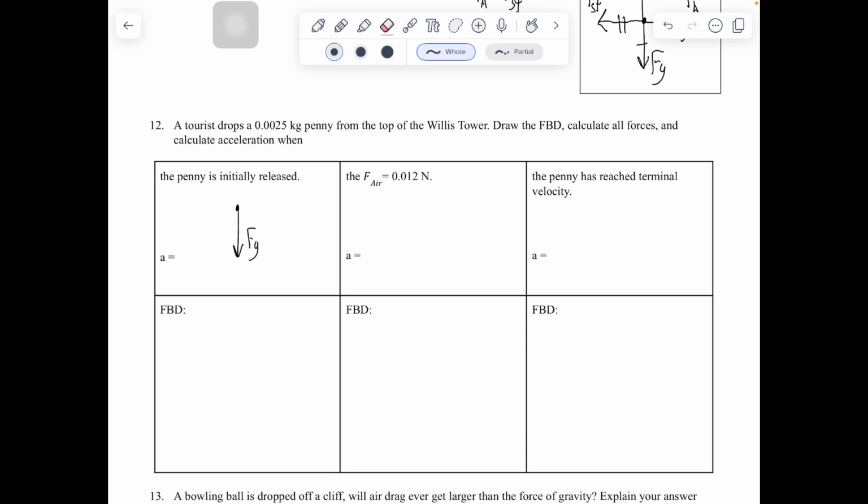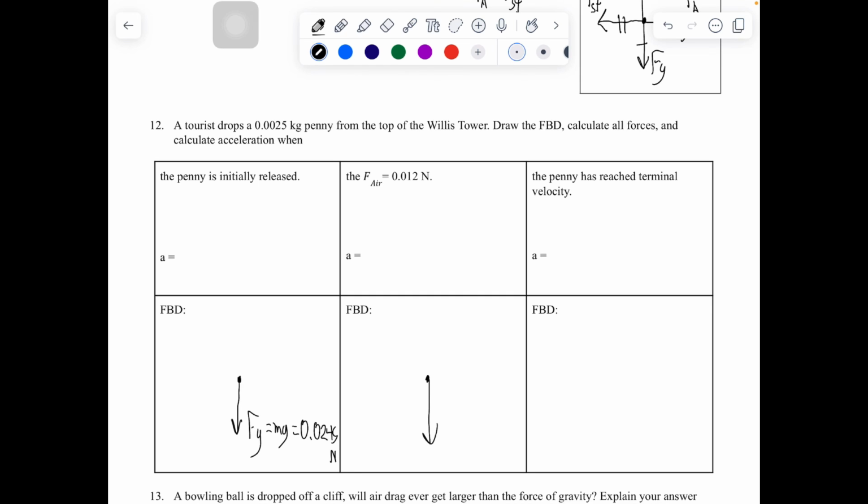Oh, we have space. Let me put that here. Free body diagram. Only force, gravity. How big is that force of gravity? Well, Fg equals mg. We can plug in the mass, 0.0025, multiplied by 9.8, and we get that force of gravity 0.0245 newtons.